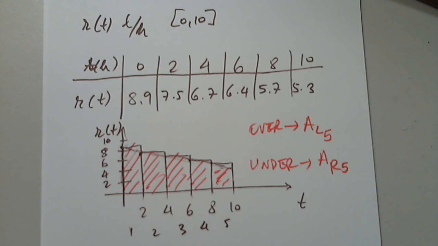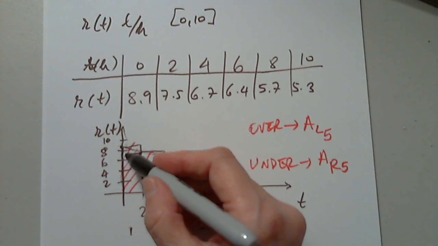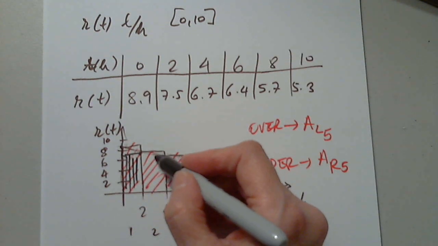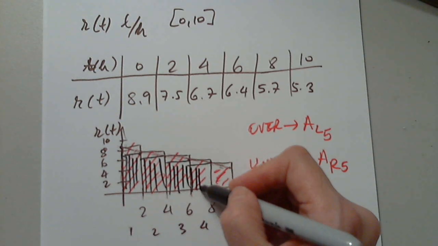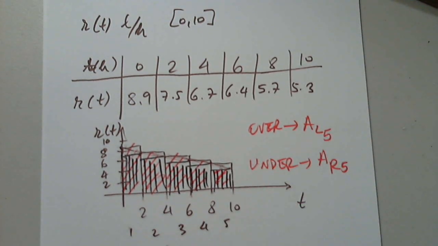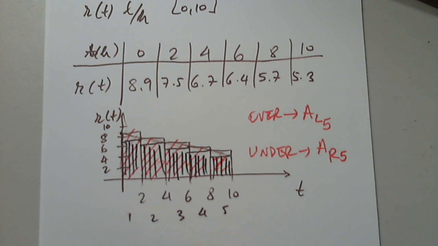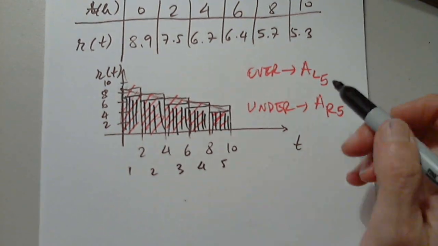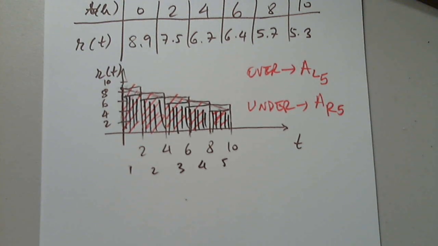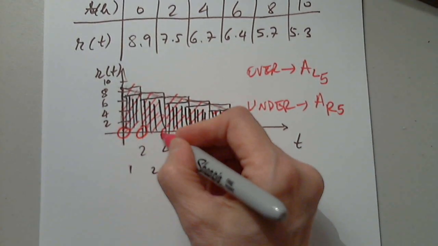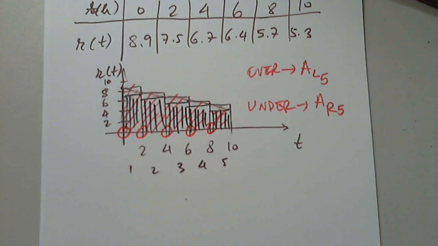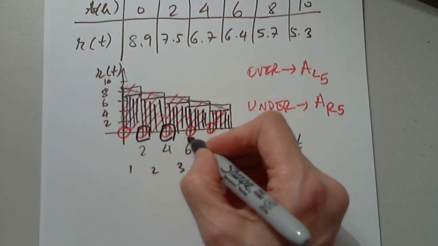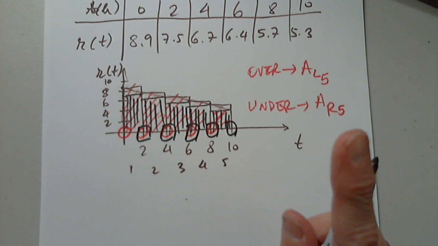How will that look like? Like this. And that will be an underestimate. And now for the overestimate, I will be using this height, and this height, and this height, and this height, and this height. Stop. Only 5. For the under, I will be using this height, this height, this height, this height, and this height. 5, and stop.